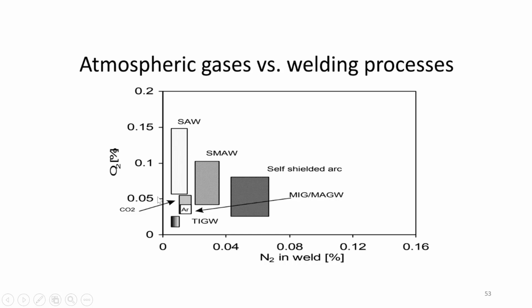So this graph earlier as well. These are the atmospheric gases versus welding processes. The concentration of nitrogen and the concentration of oxygen keep on increasing in these directions. As you see, in the self shielded arc you will have the highest nitrogen contamination, while in shielded arc welding and submerged arc welding you will have the highest oxygen contamination. In tungsten inert gas welding, you will have the least of both these contaminations because of the inert gas that is used.